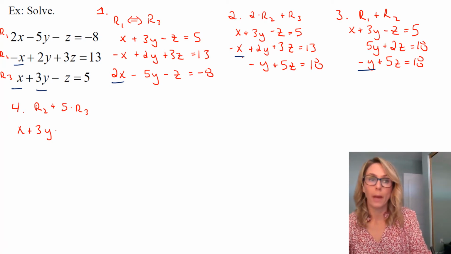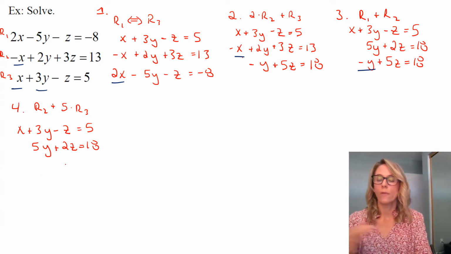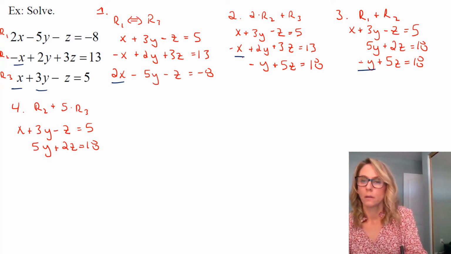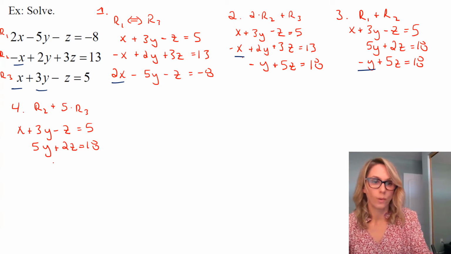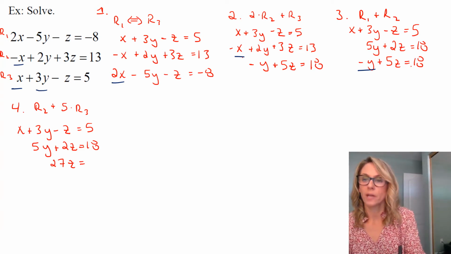So I'm writing back up my row 1 here. That is what I gotta do. And then I have 5y plus 2z equals 18. Then now we're doing this. So row 2 plus 5 times row 3. So 5 times row 3, negative 5y plus 5y, that's gone. 5 times row 3, that's going to give me 25z plus 2z, so 27z. Ooh, all right, so 27z. Then I have 5 times 18.